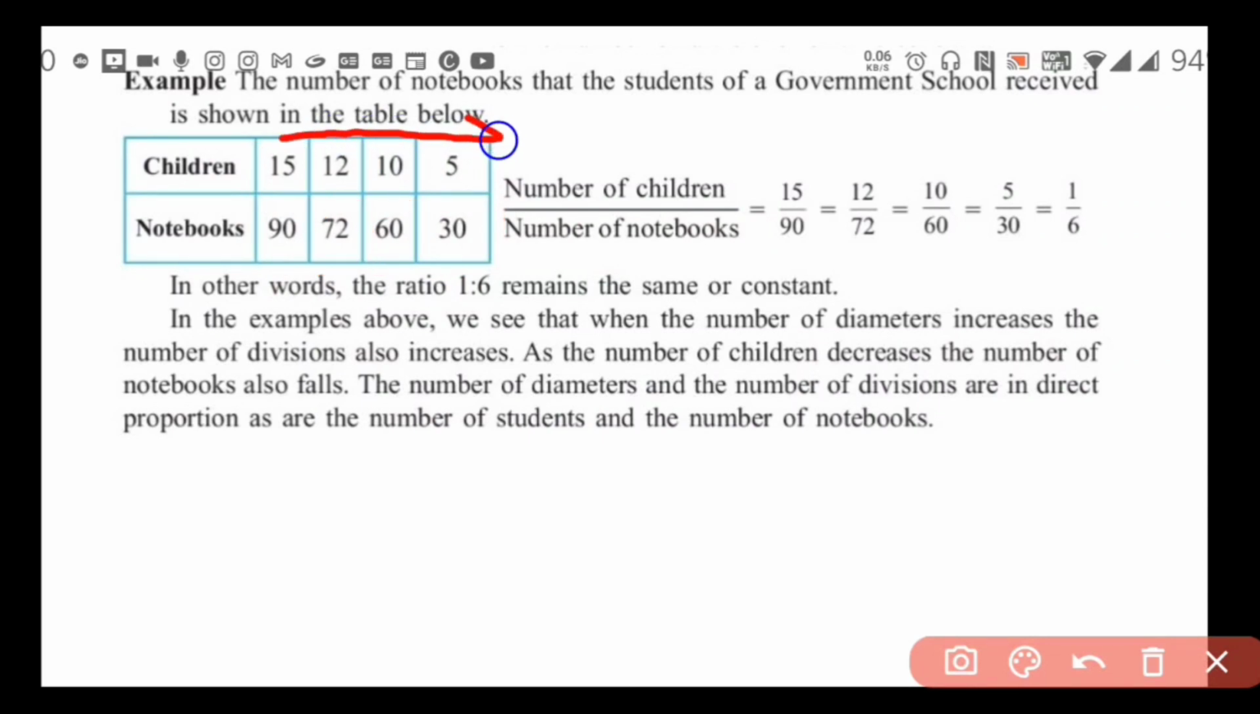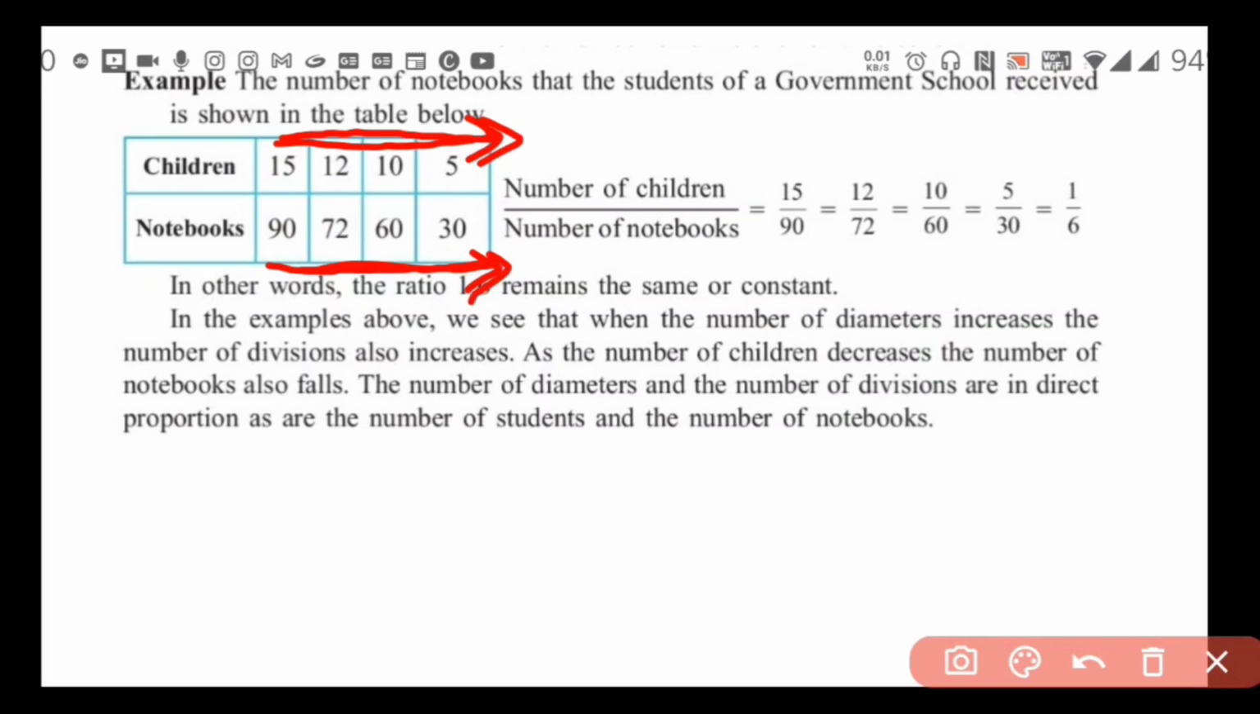In this way, the number of children is becoming smaller. That means the number of children is decreasing. With that, the number of notebooks is also decreasing. In the previous example, we have seen that the number of diameters is increasing, and with that, the number of parts in which the circle gets divided is also increasing. Both the numbers are increasing at the same time with the same ratio. Here also, both the numbers are decreasing at the same time. Let us see whether their ratio is the same or not.